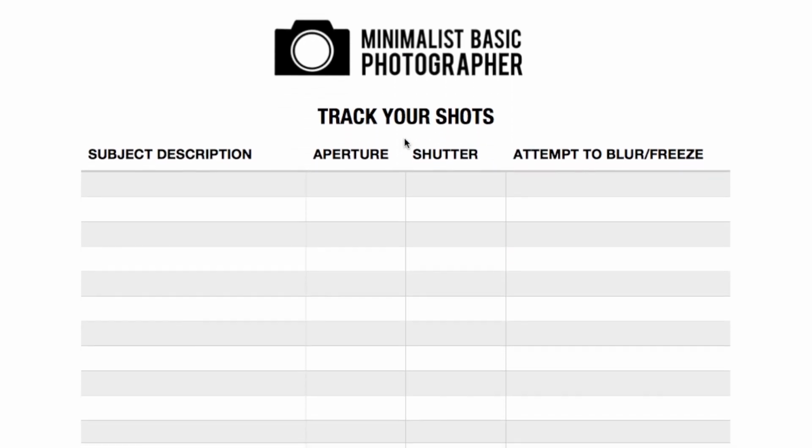Make sure you write down the description of the subject you're photographing, the aperture you use, the shutter speed you use, and then write down again, were you attempting to blur or freeze? Again, don't do this after you release the shutter. Don't release the shutter and say, oh yeah, freezing that one. No, say, I am going to freeze this shot. Snap the picture and then see if you were successful. All right, I think that's it on the assignment.